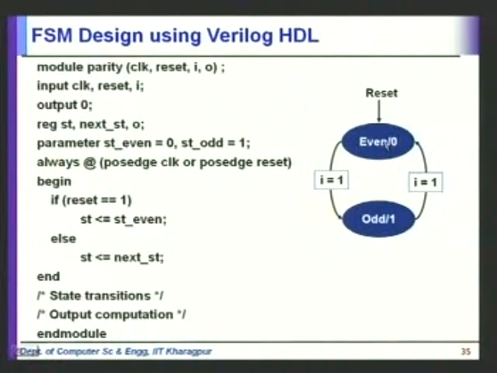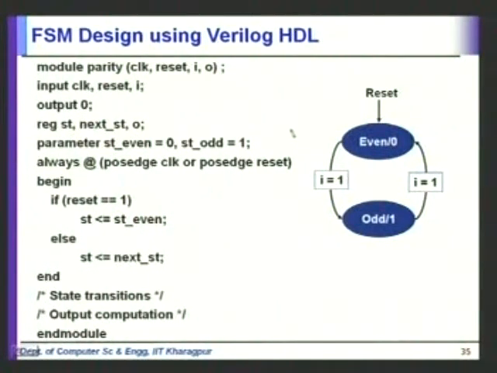So when we are in the even parity state, then whenever we get I equal to 1, we go to the odd parity state and the output is given as 1, and then when we get another one, we go back to the even parity state. In any of these states, whenever we get a 0, we just stay in that state. And reset always sends it to the even parity state.